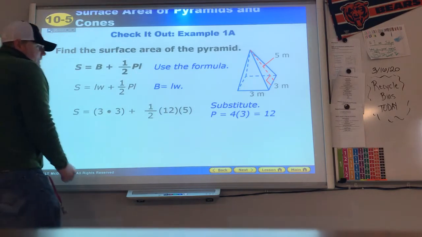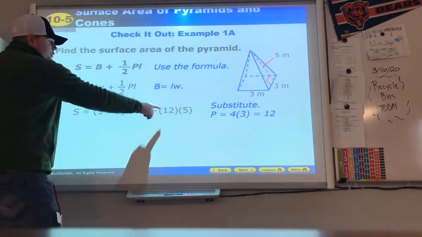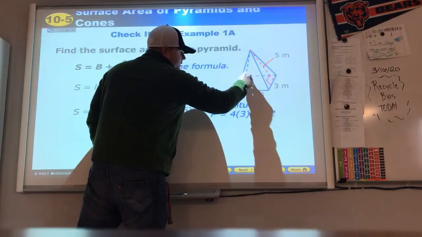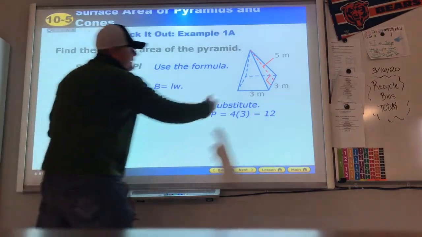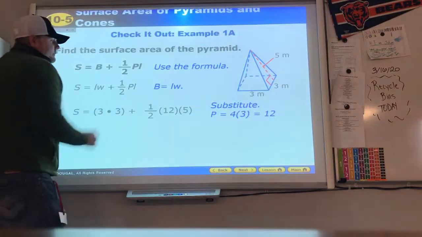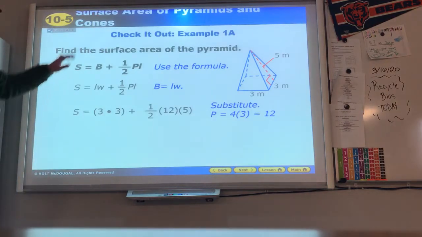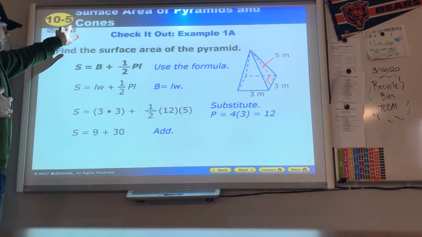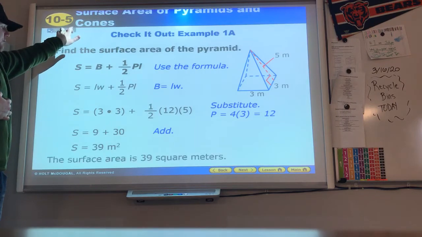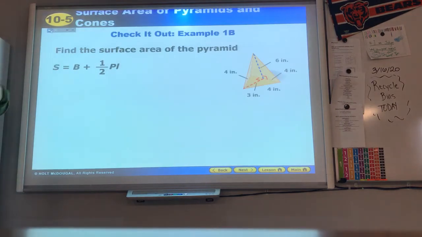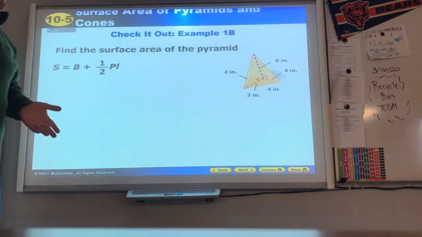There's the 3 times 3. That's for the area of the base. 12 from adding 3 plus 3 plus 3 plus 3. Times 5, slant height. Divided by 2 since they're all triangles. We get 9 plus 30. Hey, we're 3 for 3. This one, another triangular pyramid. Try it out on your own.